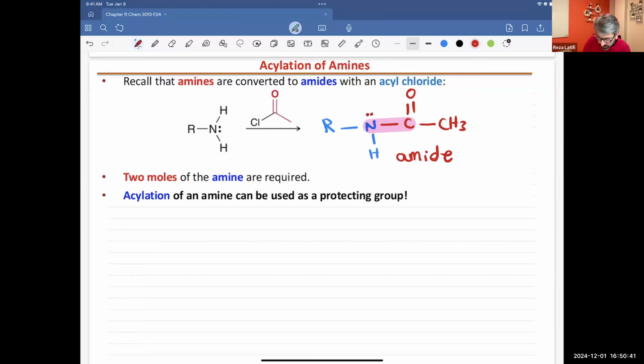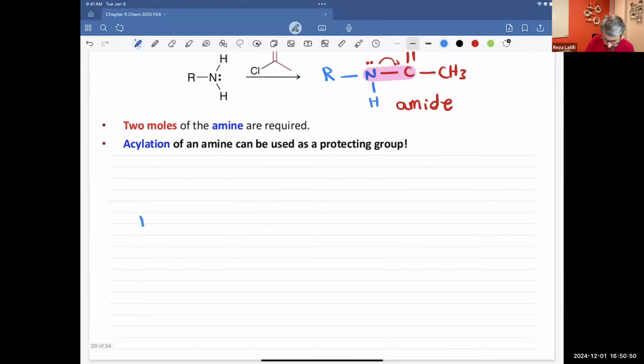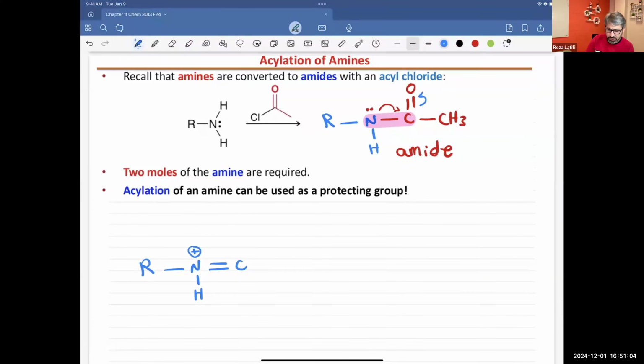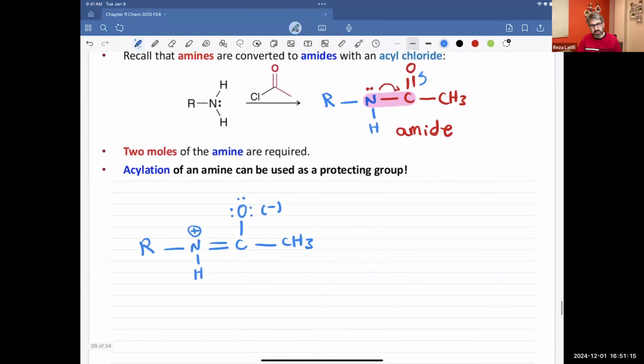Now, that lone pair can do resonance, and it can build a double bond with carbon, and if that happens, we get such a product. Double bond here, we have an H. This nitrogen will have a positive charge, and now carbon gives up those two electrons. They will be located on oxygen, which will get a negative charge, and here we have CH3. So as you see, the lone pair in amide is involved in the resonance structure with a carbonyl group.